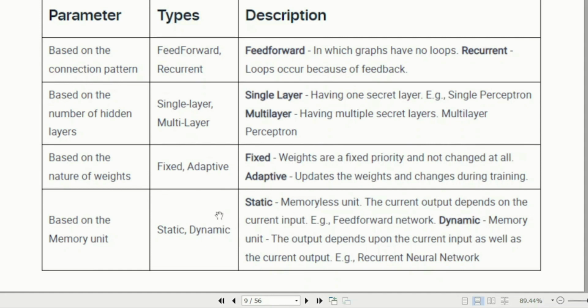According to the next parameter, that is based on the memory unit, the type of ANN is divided again into two types. Number one is static, number two is dynamic. Static is a memoryless unit, so it has no dependence on memory. The current output depends on the current input only. So it is the feed forward, which was our first, and it doesn't need any loop. Dynamic is a memory unit. The output depends upon the current input as well as the previous output. So that is the recurrent neural network.